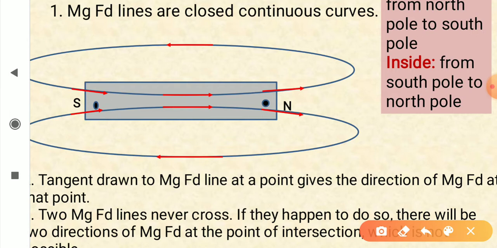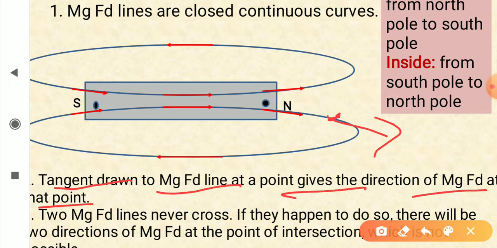So let us move to the next point. Tangent drawn to a magnetic field line at any point gives the direction of the magnetic field at that point. So if you choose any point, at this point the direction of magnetic field is this, at this point the direction of magnetic field is this, and so on. So the tangent shows the direction of the magnetic field.